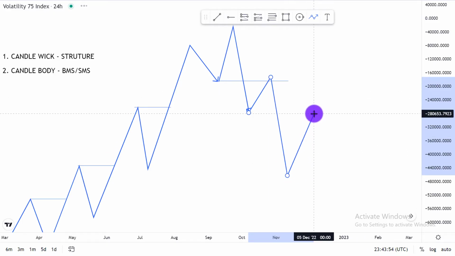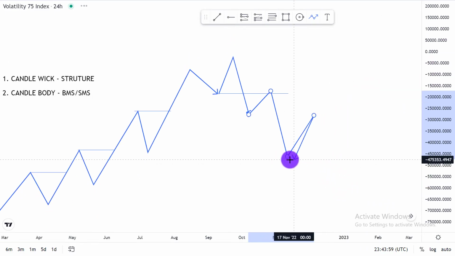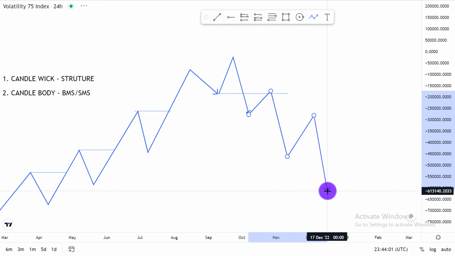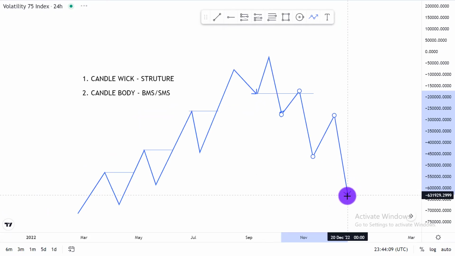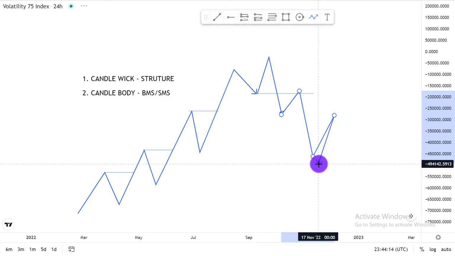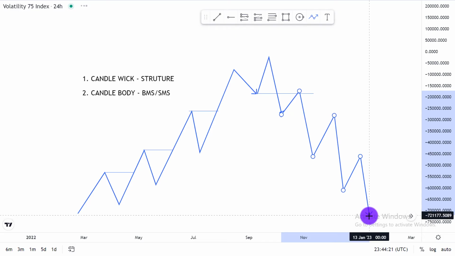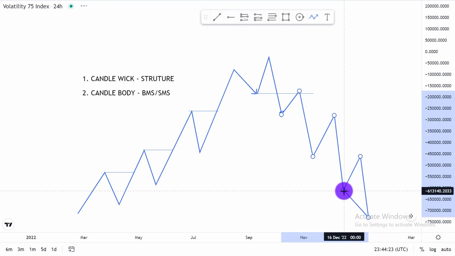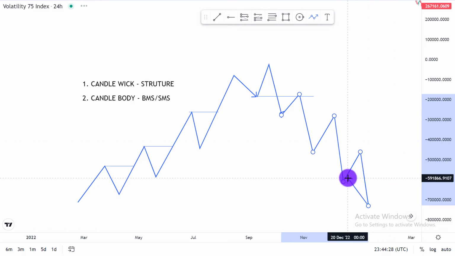The more times price keeps trading below and the candle body is closing below the previous structural low, it tells us that we are bearish. That means there's still more bearish momentum in the market environment. The more times the candle body closes below the previous structural low in a bearish market structure, it tells us that there is still bearish momentum. You see that price again has closed below the previous structural low. It tells us that we are still in a bearish market condition.